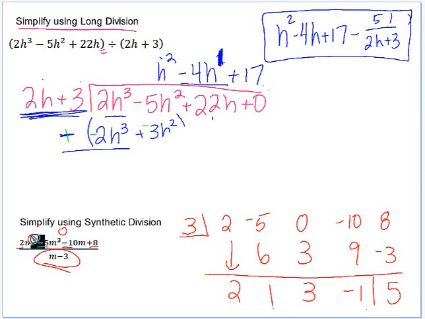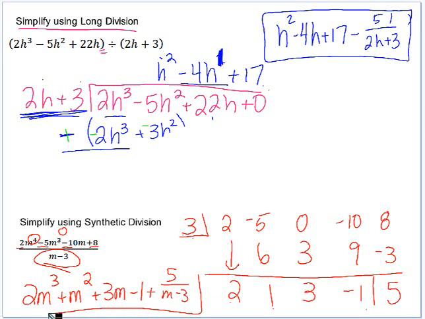We started off with the highest exponent of 4, so that means our highest exponent here is a third power. So this would be 2m cubed plus m squared plus 3m minus 1 with our remainder of 5 over m minus 3, since we were dividing by m minus 3. So there we performed synthetic division.